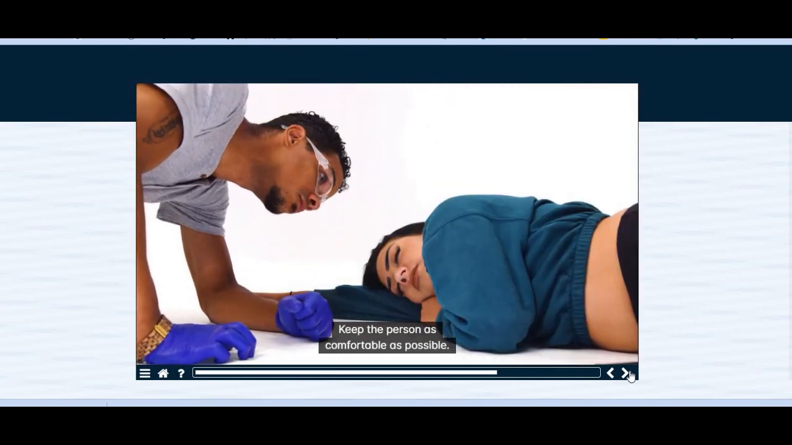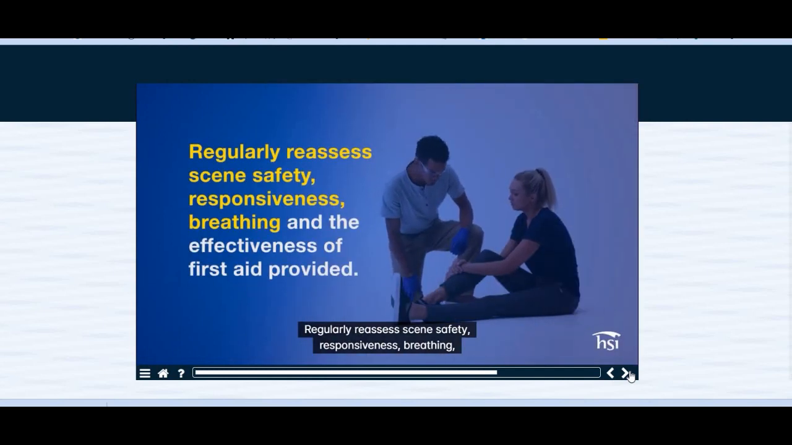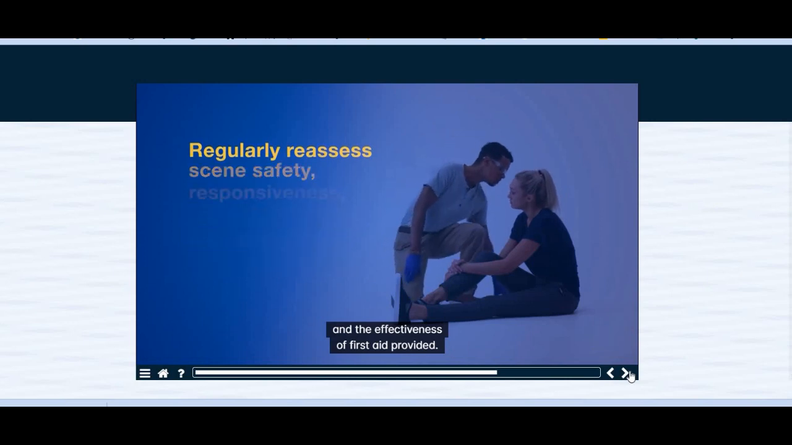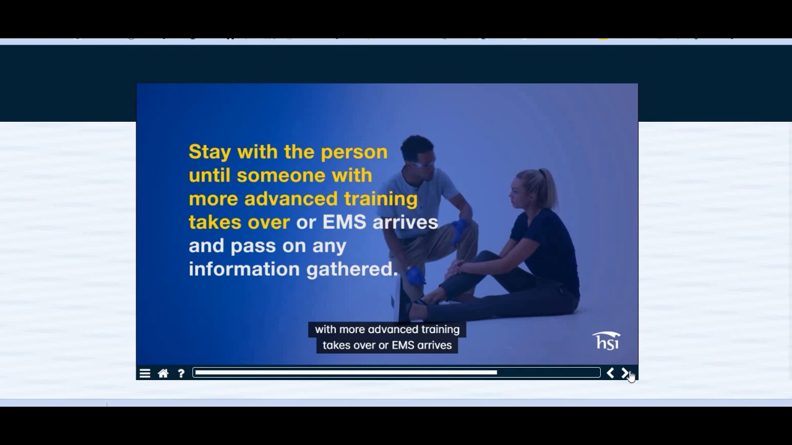Keep the person as comfortable as possible. Regularly reassess scene safety, responsiveness, breathing, and the effectiveness of first aid provided. Stay with the person until someone with more advanced training takes over or EMS arrives, and pass on any information gathered.